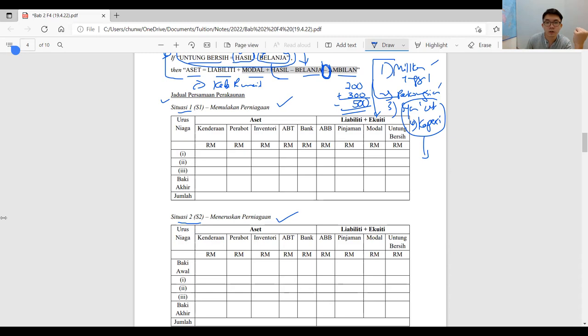So they just draw a jadual persamaan perakaunan, ada apa kenderaan, you throw it in, ada perabot, you just throw it in, inventory in, out, you just put it in. How much is in your bank, you just write down. So this is a very simple way of recording. Do you understand? If yes, give me a yes. So always remember, this is a simple way of accounting, and this is used by small business. Very, really, really small, all right?